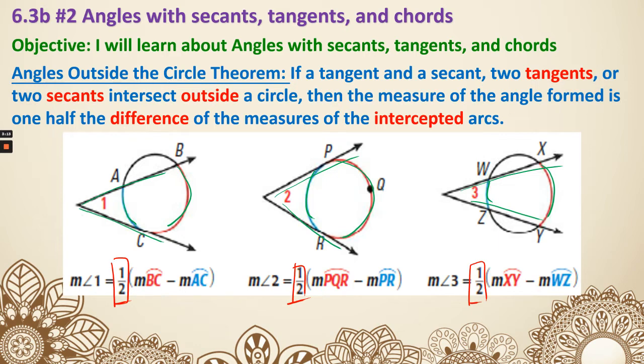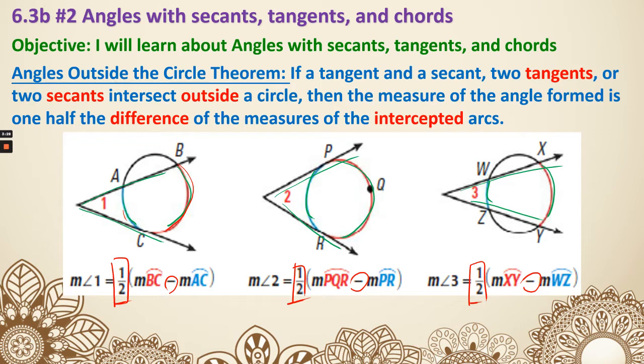Just when it's inside the circle, you need to add the two arcs. In this case, when it's outside the circle, you need to subtract two arcs. And of course, you're going to use the bigger arc minus the smaller arc. So we are still having a positive answer for the angle. You can't have a negative angle.